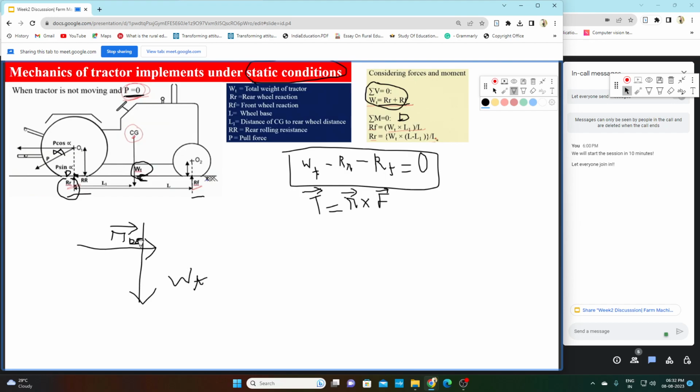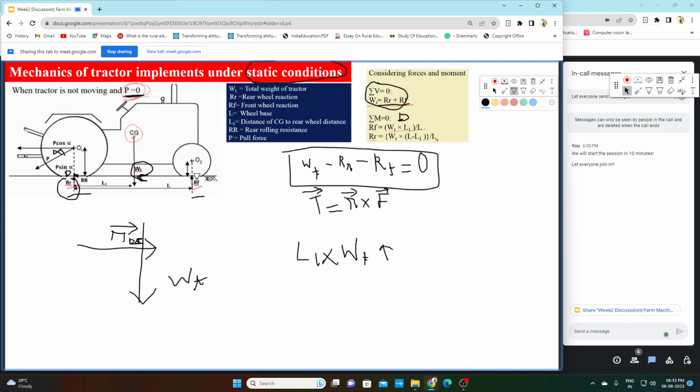You all know the right hand thumb rule. Whenever you are taking the right hand thumb rule, it is R cross WT, which means the moment is going inside the plane, inside your whiteboard. So that is RDC. What is RDC? RDC is L1. So actually this moment is L1 into WT, and it is going inside the board.